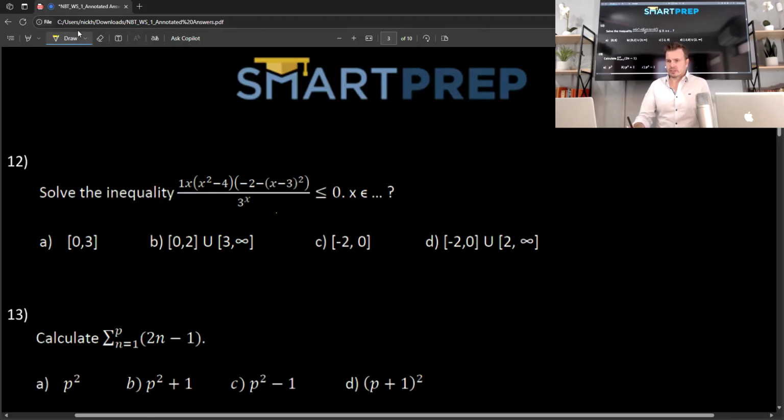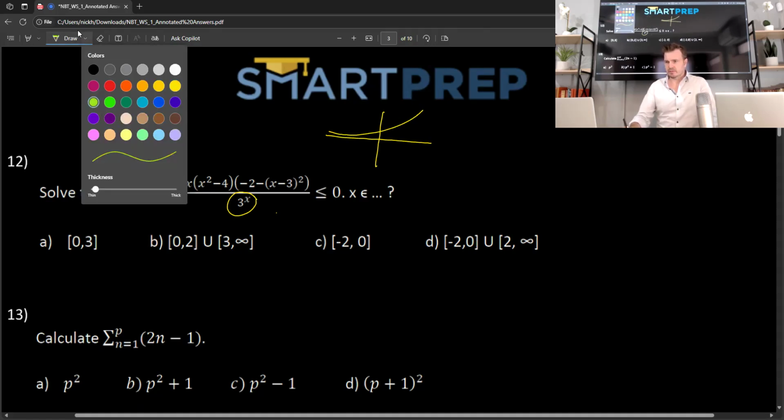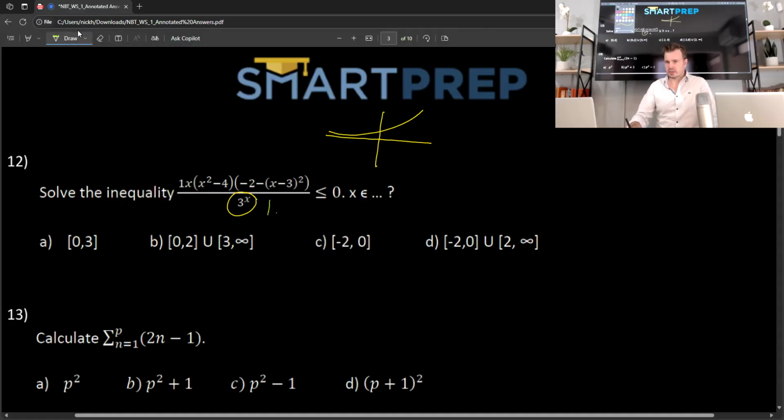Well, let's just look at each of these factors independently. So what do we know about 3 to the x? Well, it is exponential. So we know if it was 3 to the x, it would look like that. So that's always greater than 0. There's our exponential graph there. So this is always positive. If we look at this bracket here, x minus 3 squared, this is also always positive, right?